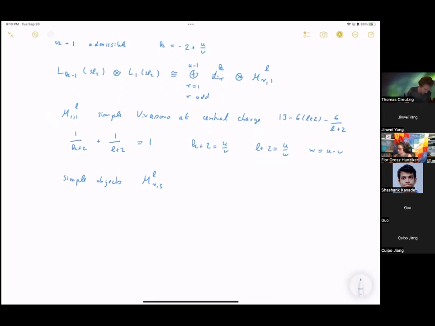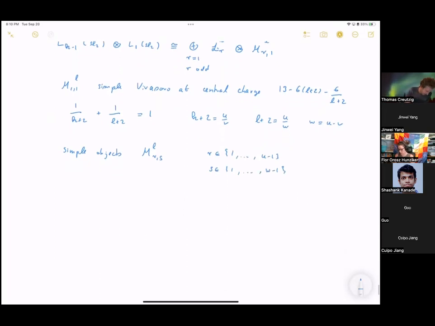So it has these simple objects where R is an integer between 1 and U minus 1, and S is an integer between 1 and the denominator of the shifted level minus 1. This denominator I denoted by W. Okay, now it turns out there is a Weyl reflection symmetry, which in the Virasoro case means that these are not all non-isomorphic, but one has this isomorphism. Not that important for us today.